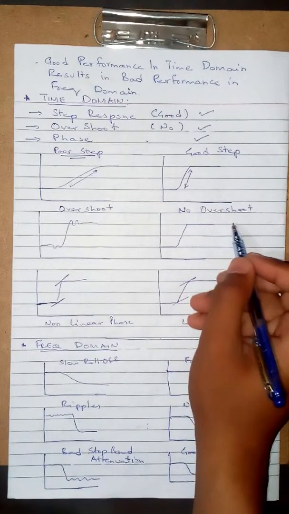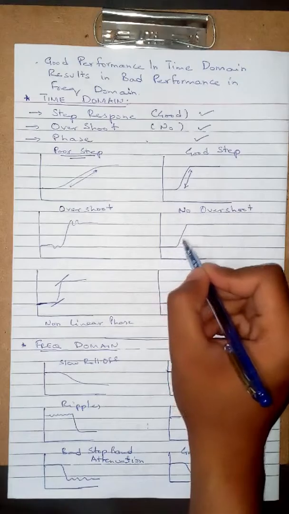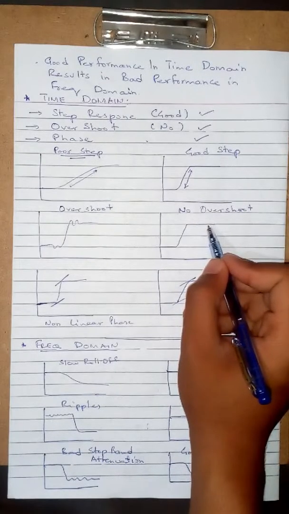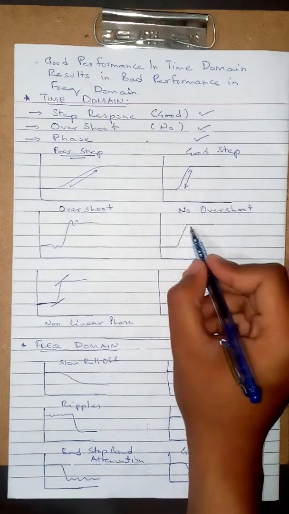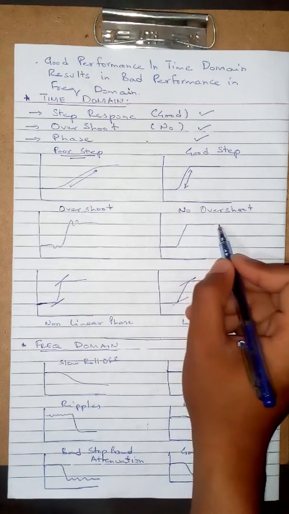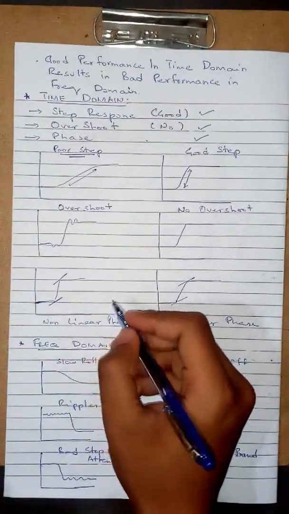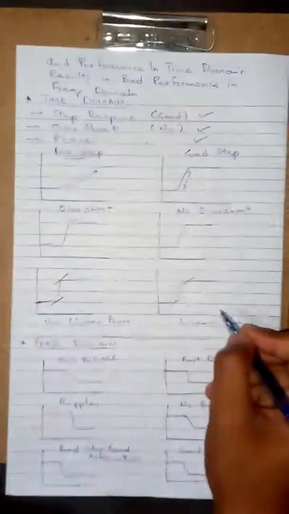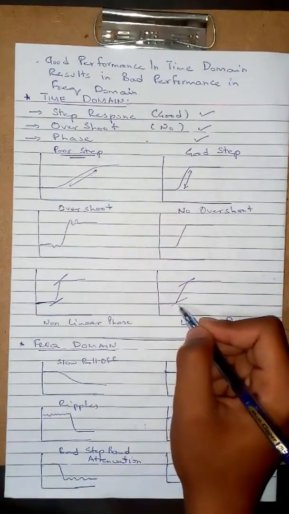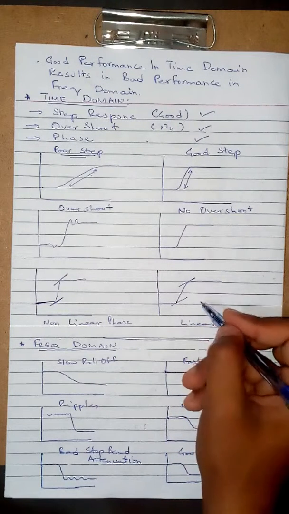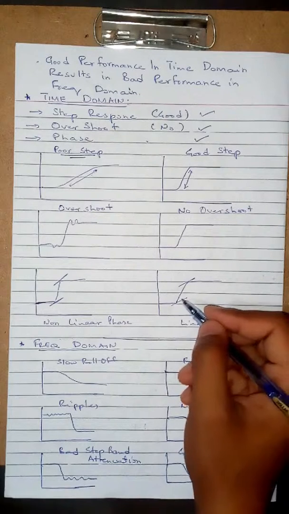And similarly, next is the no overshoot, which is desired. As the signal approaches the desired value, it doesn't oscillate there, it moves on and stays constant. And the third parameter is known as phase. We should have a linear phase, that is, whenever the phase changes, our output phase and input phase should be linear with each other.